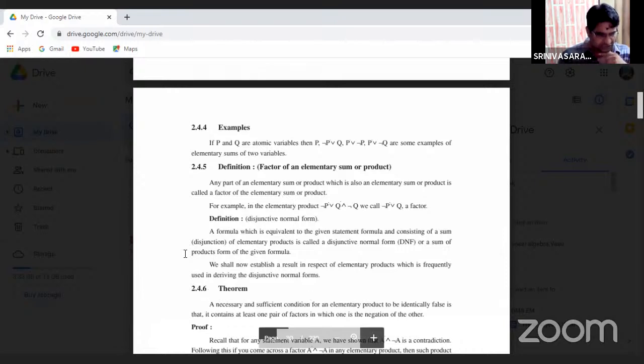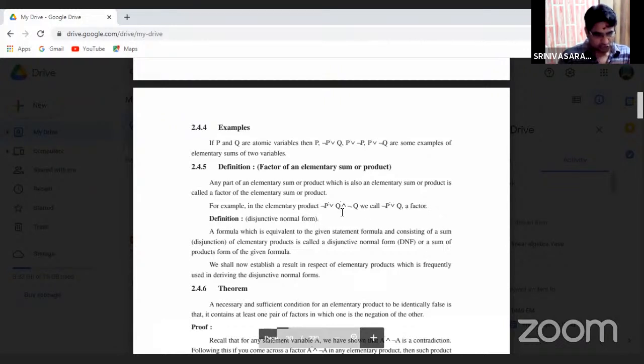Now, what is an example of a factor of an elementary sum or product? Suppose negation P or Q. Here, one of the factors, negation P or Q, is a factor. Now, what is the elementary product? If negation P or Q is a factor, then the elementary product is negation P or Q and negation Q.